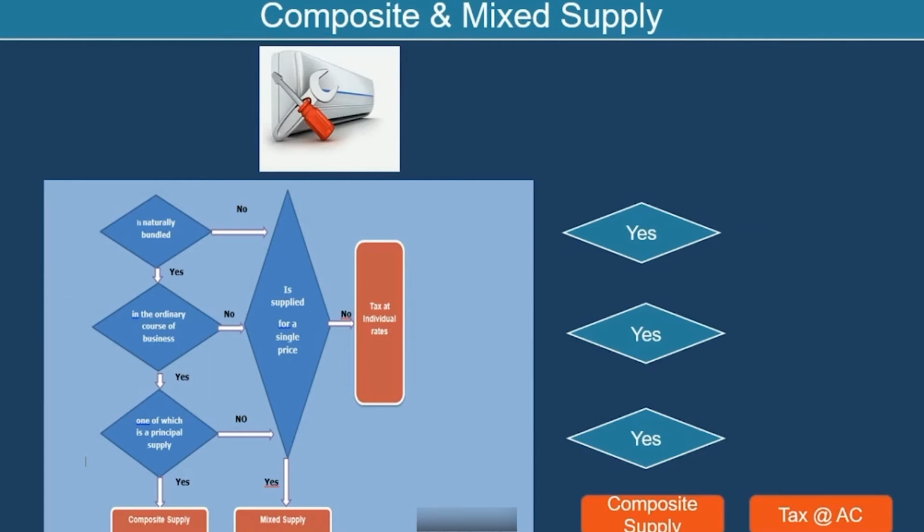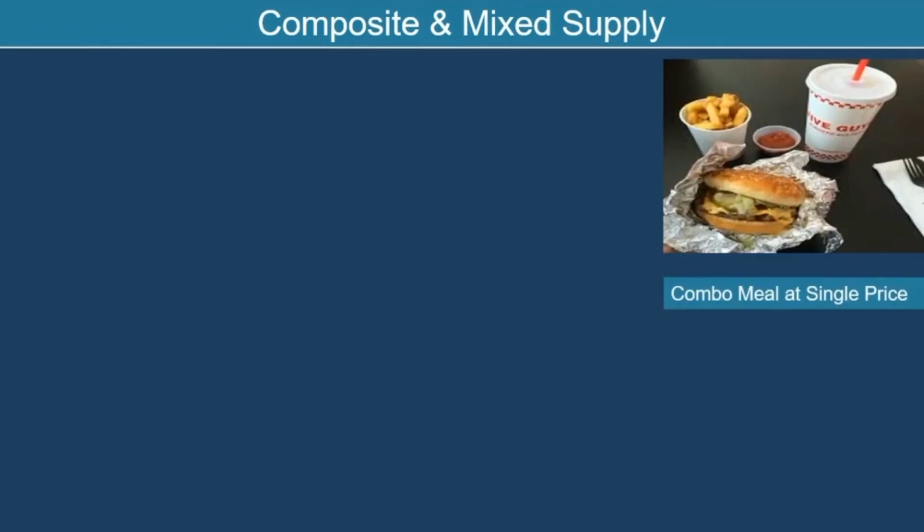Now we will take one more example. You go to a restaurant and you order a combo meal, and that is charged for a single price. And in that combo meal or combo pack, there are 3 or 4 components, like one is a cold drink, one is a burger, and one is French fries, etc. So these are all provided for a single price. So what will be the tax rate applicable, because the tax rates for cold drink, burger and French fries may be different? So what will be the tax rate for this single price combo meal?